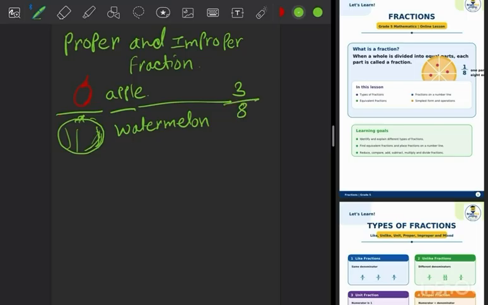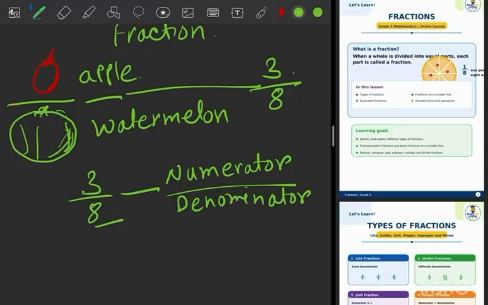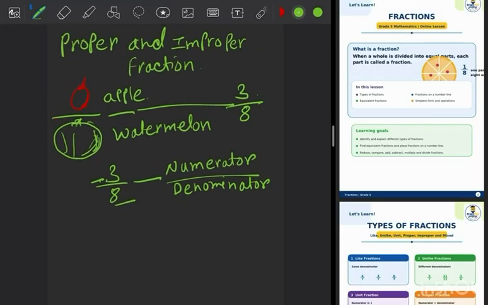As you already know, the top number is the numerator and the bottom number is the denominator. Here the top number is 3, which is small, and the bottom number is 8, which is a large number. 3 is a small number and 8 is a large number.